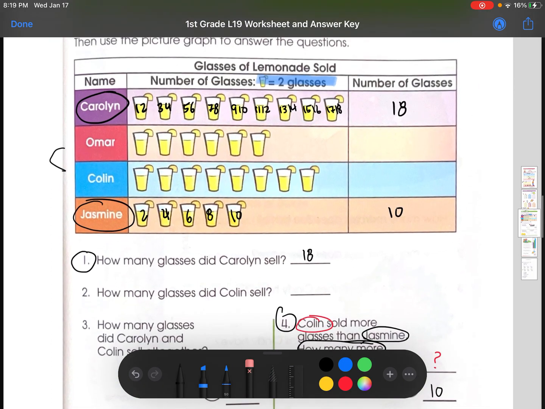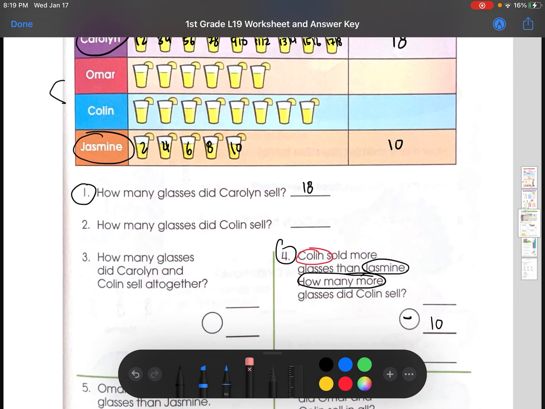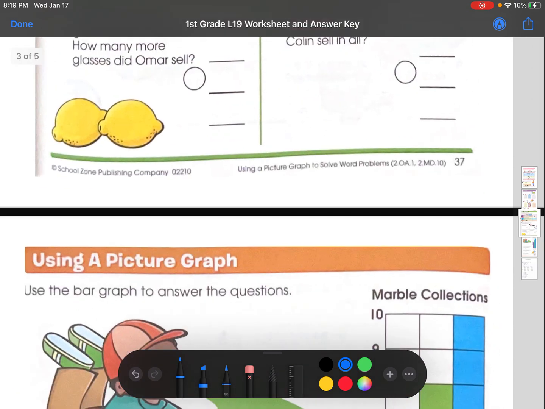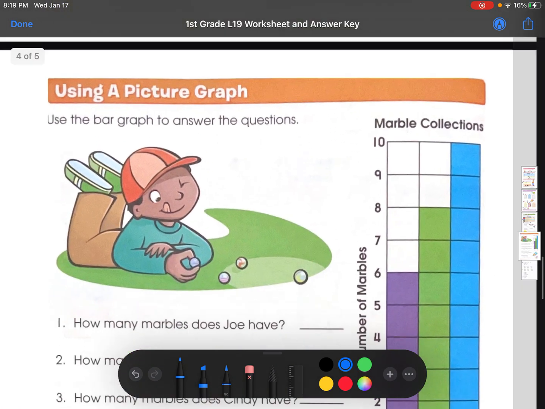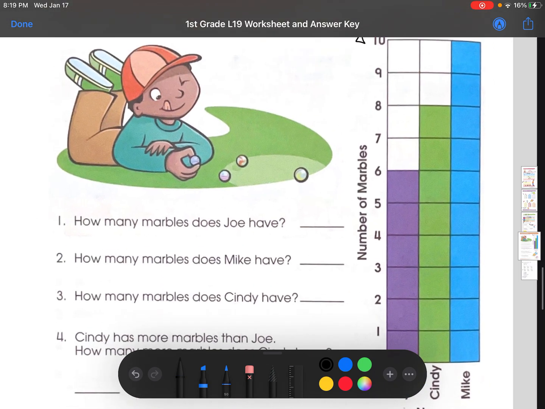Once you guys find Colin's number, you can put the number right here. But I'm going to leave it blank so that you can figure it out on your own. You subtract whatever Colin's number is, and then you'll come up with the answer. Pretty self-explanatory. Alright, lastly, more using a picture graph. Use the bar graph to answer the questions. It's talking about this bar graph right here. It's a really long bar graph.